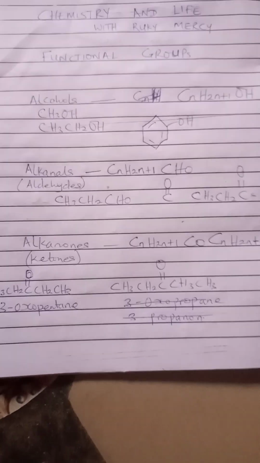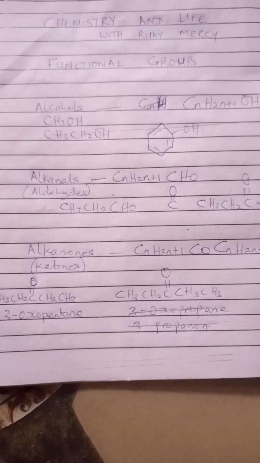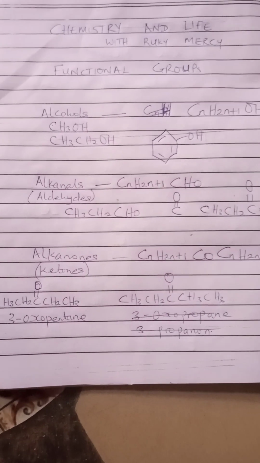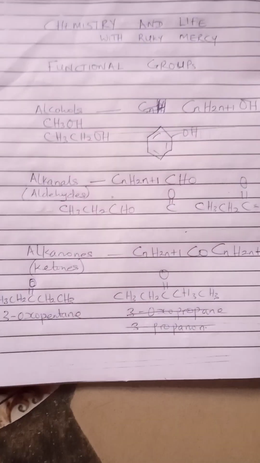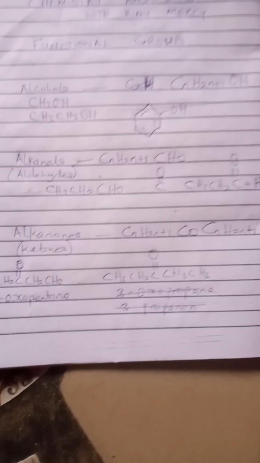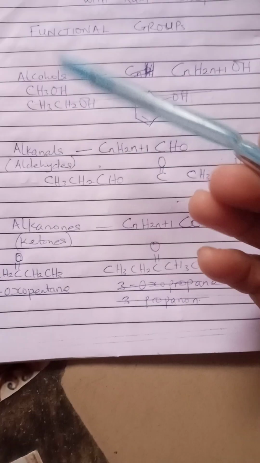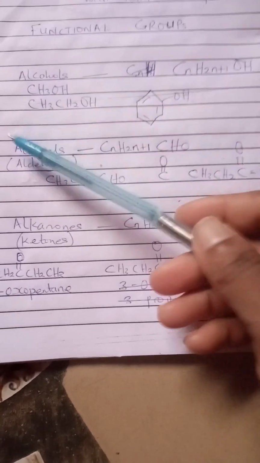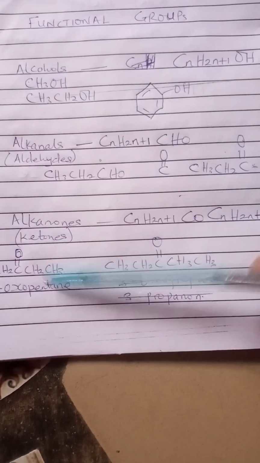Today, I want to continue from my last topic, which is functional groups. Last time, I talked about functional groups, and I discussed 3 different functional groups. I discussed the alkanes and the alkynes. Today, I want to talk about the alcohols, also called the alkanols, the alkanals, and the alkanones.